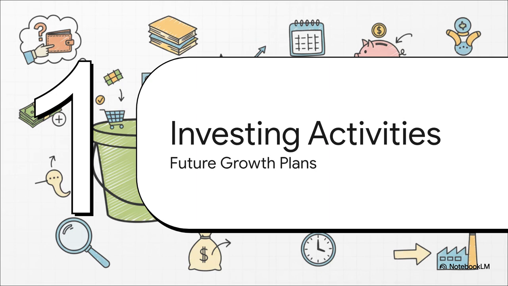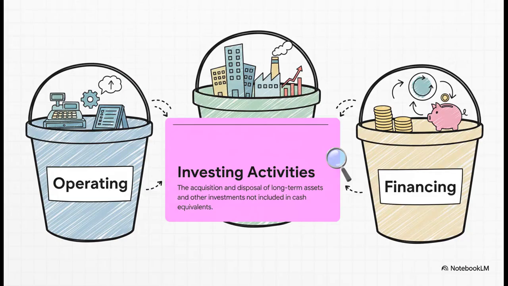Now for bucket number two, which is all about looking ahead, about planning for the future. This is where investing activities come in. Investing activities are all about buying and selling long-term assets, things that will help the company make more money in the future. It's just like, say you want to become a big YouTube star. What would you do? You might buy a better camera or a new phone, right? That's you investing in your future. A company does the exact same thing, just on a much bigger scale.